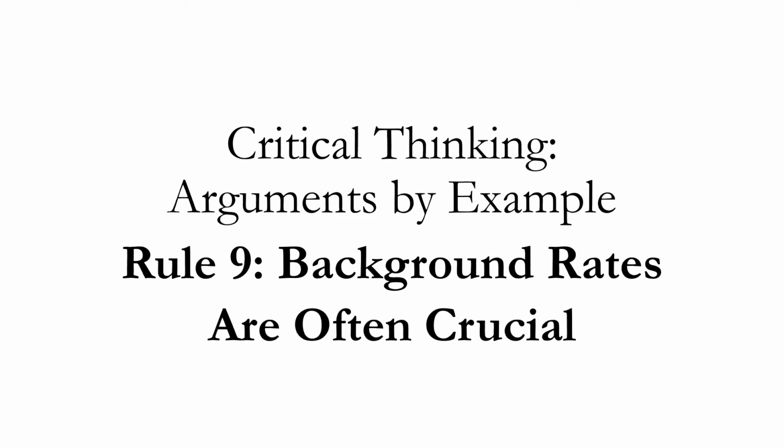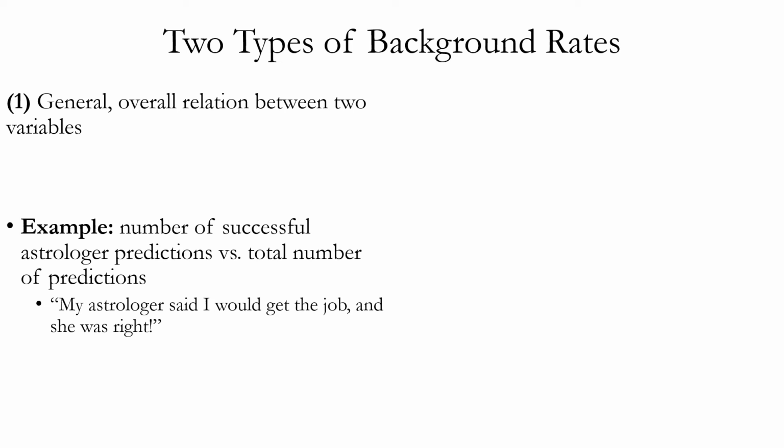Critical thinking rule 9: background rates are often crucial. There are two types of background rates. The textbook A Workbook for Arguments by Morrow and Weston doesn't do a great job of distinguishing between these two, so I'll add a little bit of information here.